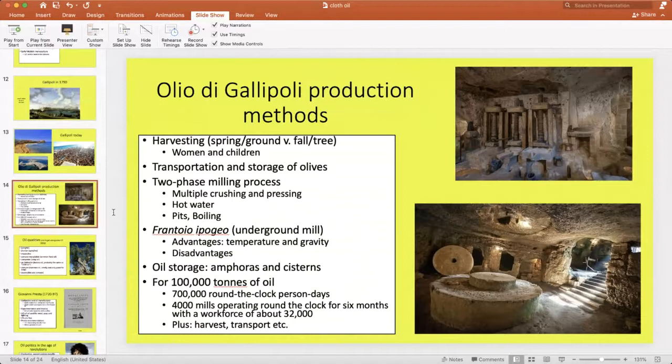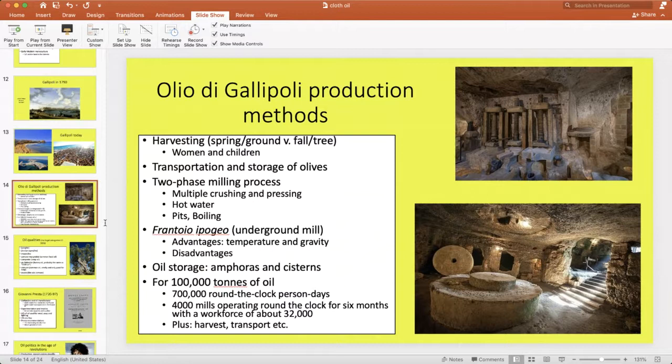Here's this calculation I referred to, 100,000 tons of oil. I'm not going to go into the details of this, but I figured that would require 700,000 round-the-clock person days of mill work. So if we estimate 4,000 mills operating around the clock, it would take 6 months to accomplish that with a workforce of over 30,000. And that's about how long milling went on, for a period of about 6 months, about half the year. People would be working in these contexts. So as you can imagine, making a quality oil, which I'll come to in a moment, was a big challenge with this level of technology.